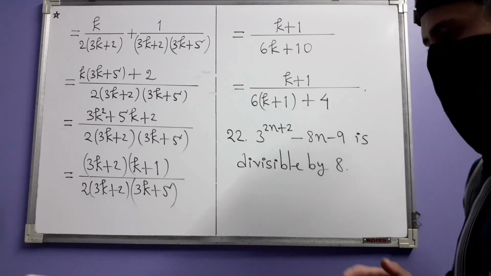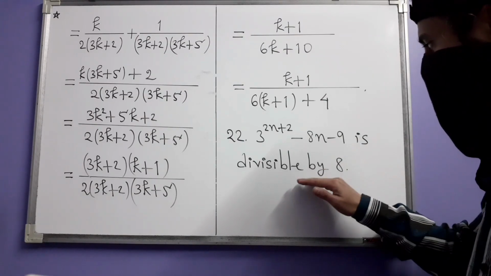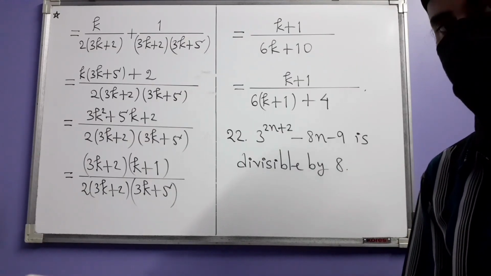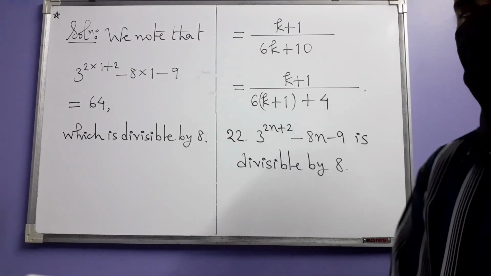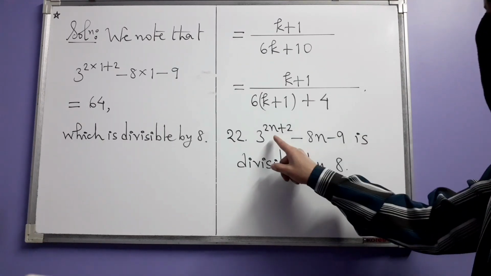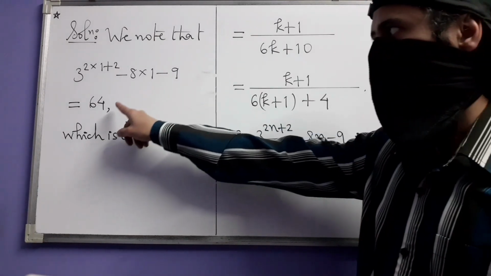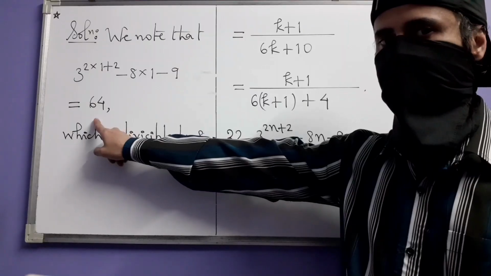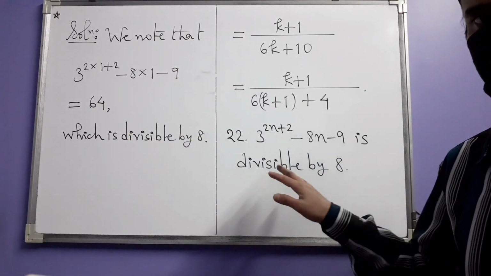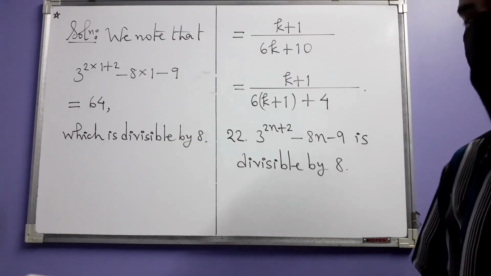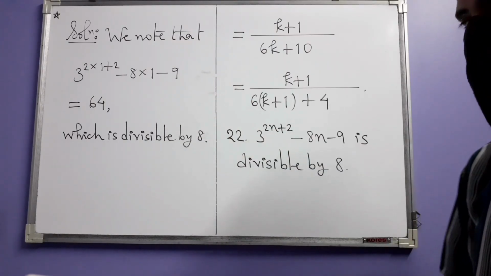We have to prove that for any such n, this is divisible by 8. So in the solution, of course, first we see the case n equal to 1. We put n equal to 1 in this integer and calculate the value. You will see that it's 64, which is divisible by 8. So that means the statement is true when n is 1, and this is our basis.